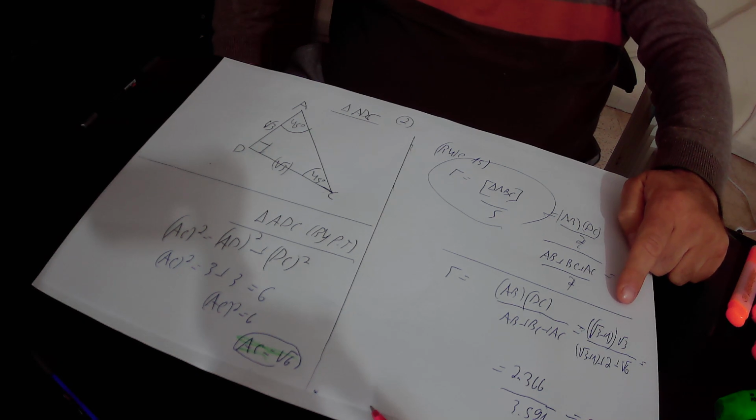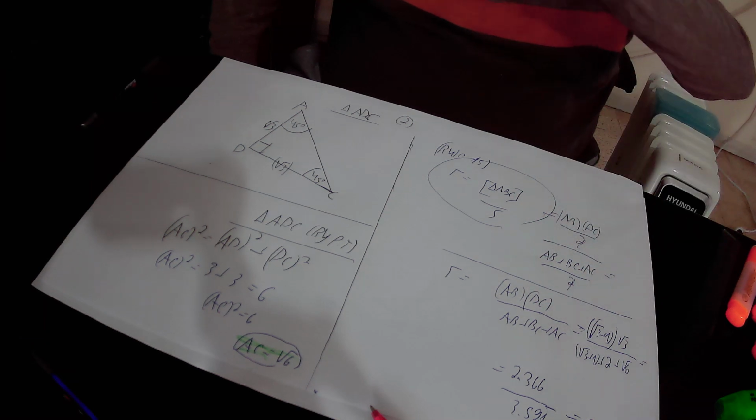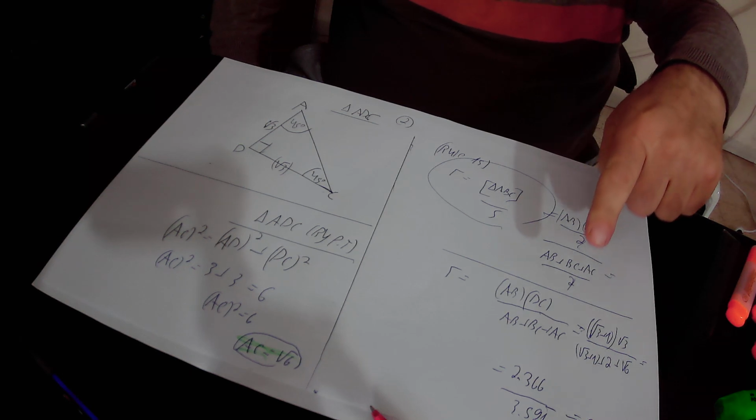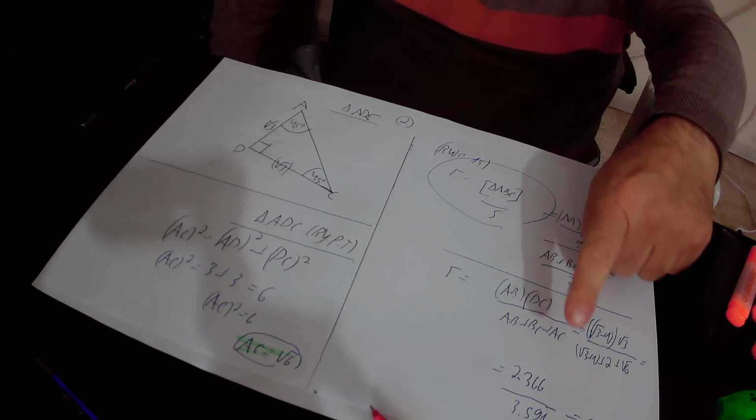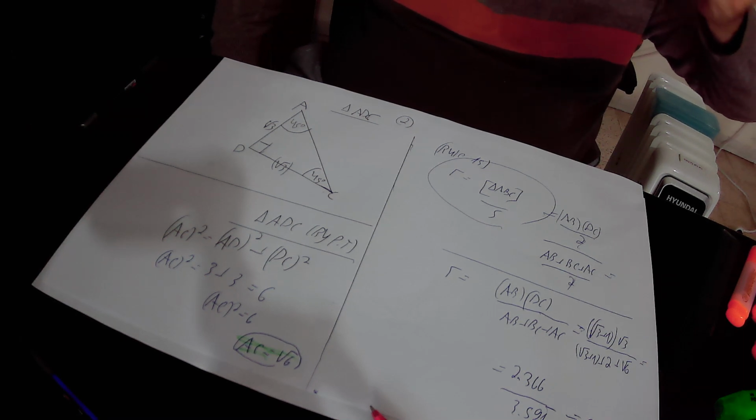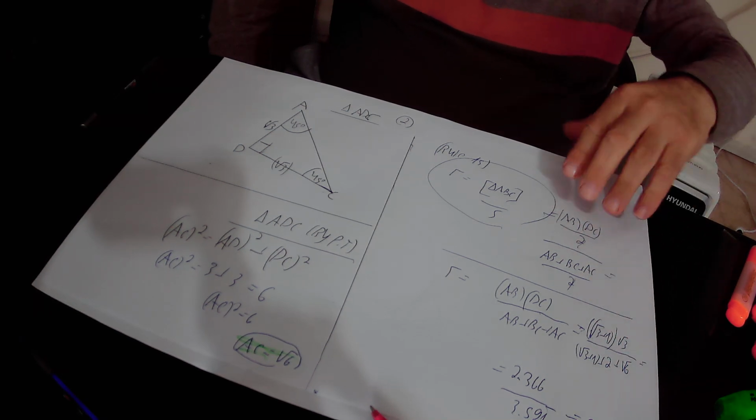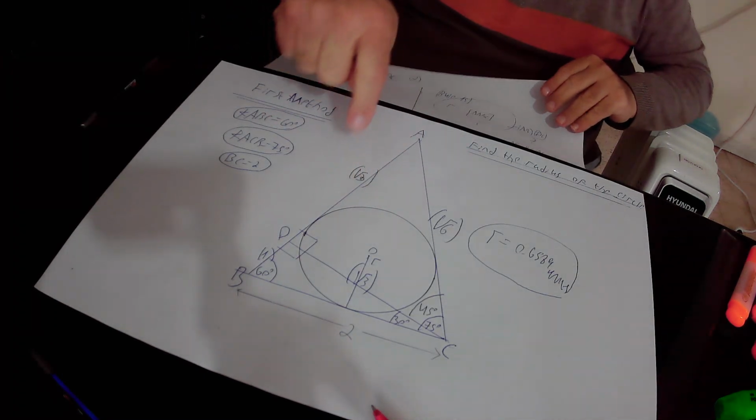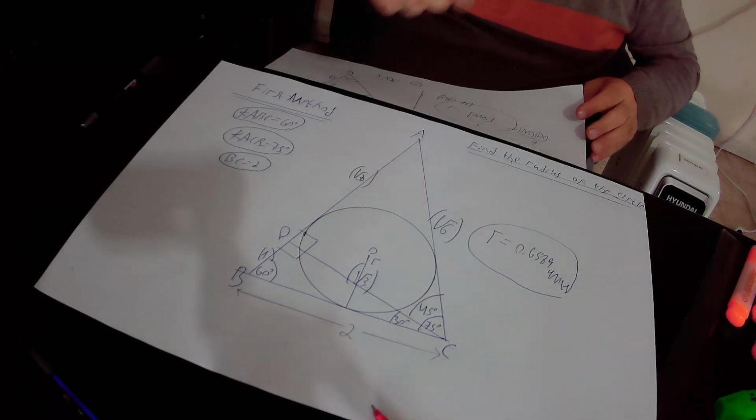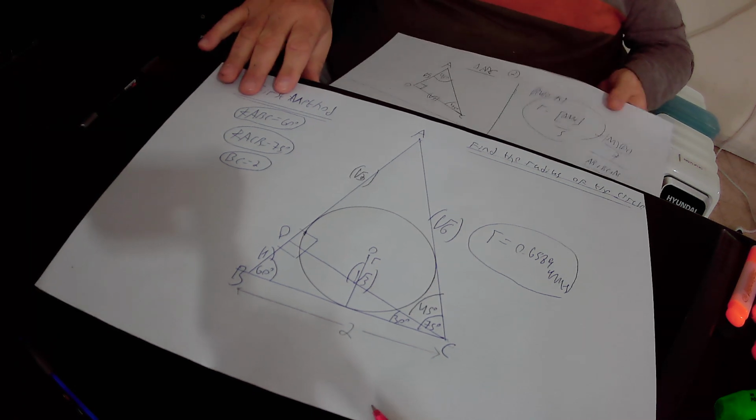The area of triangle ABC equals 2.366 square units over the semi-perimeter. The semi-perimeter of triangle ABC equals 3.591 units, and 2.366 over 3.591 equals 0.6589 units. So we actually found out that the radius of this circle that is inscribed by triangle ABC equals 0.6589 units. Okay, so we finished with the first method.